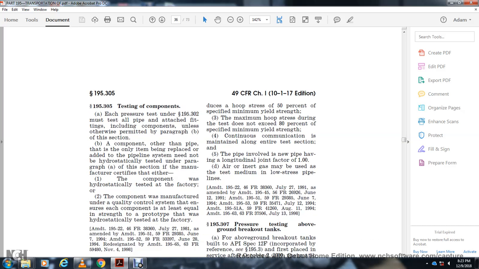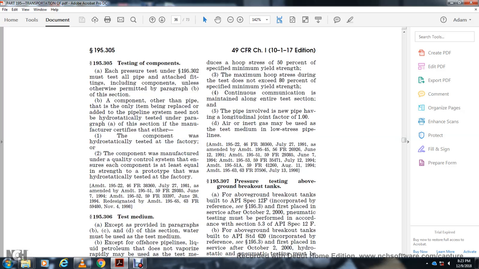The component was manufactured under the quality control to ensure the components. Each component is at least equal strength of the prototype of the wood for the hydrostatically tested at the factory.